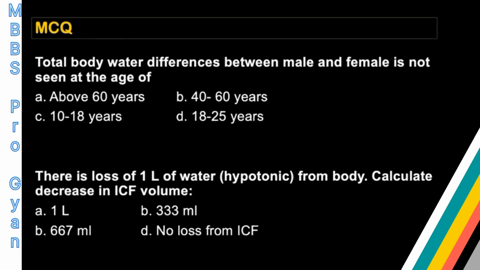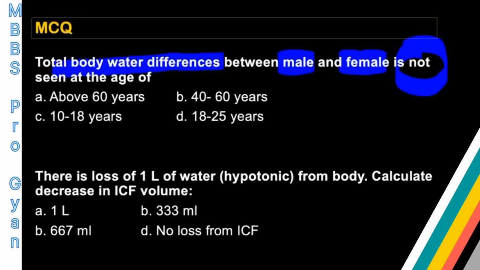Now the third and fourth MCQ. The third MCQ is: total body water difference between male and female is not seen at the age of. I told you repeatedly, the difference between male and female body water distribution arises for the first time in and around puberty. Means before puberty there is no difference. And after puberty, up to old age also, there is a difference between male and female body water. So I have to search for one age group which is near to puberty, and in this question, 10 to 18 year is the best possible answer.